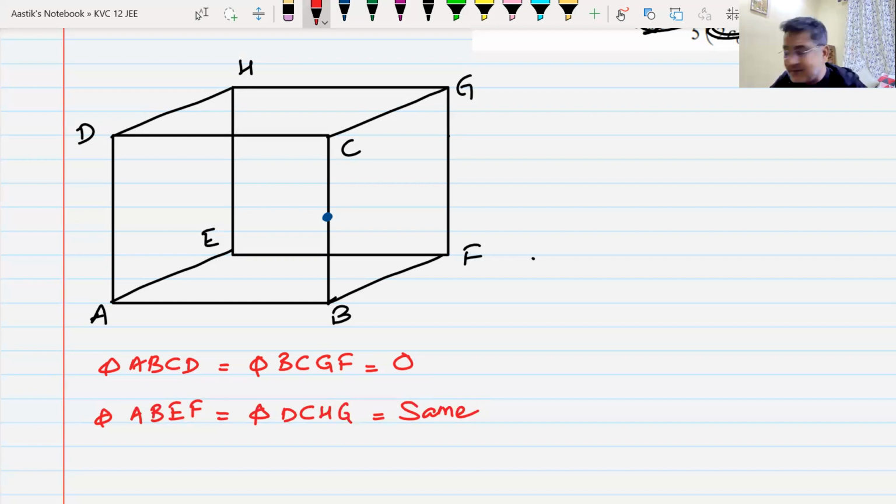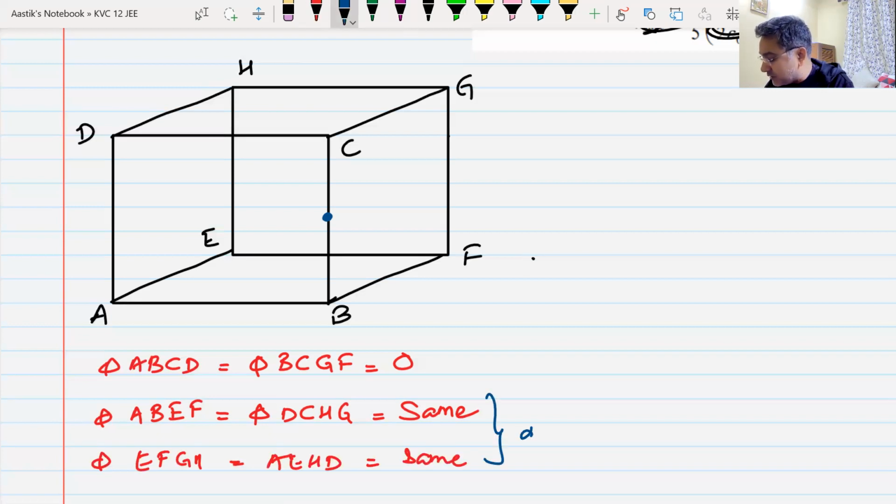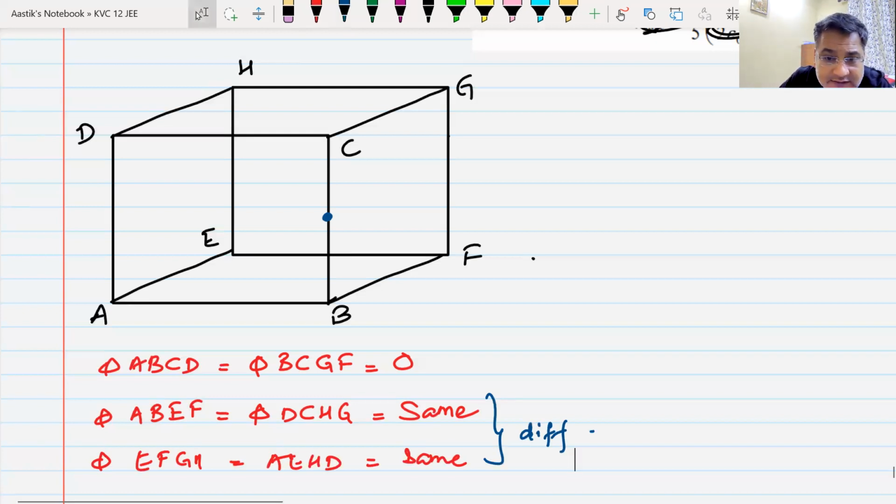The remaining two faces: the flux through EFGH, the front, and AEHD, this would be same, but these two would be different from each other. Do we understand this? Yes, sir. This is what we call symmetry. Have you understood the symmetry, or has it gone above our head, saying bye bye? Understood, sir.